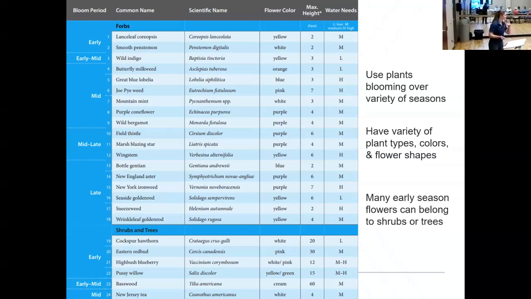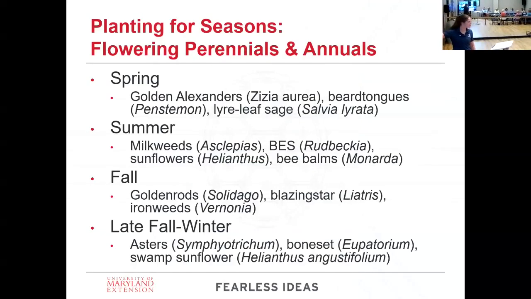And blooming over the seasons is always helpful for us as well as for insects. So again, this is just a short summation of things that bloom at different times of the year. Golden Alexanders are a great one that bloom in the spring. Beard tongues, lyre leaf sage, those are things that are just beginning to be finished now. Now we're kind of moving into summer.